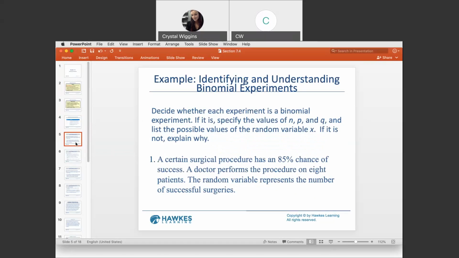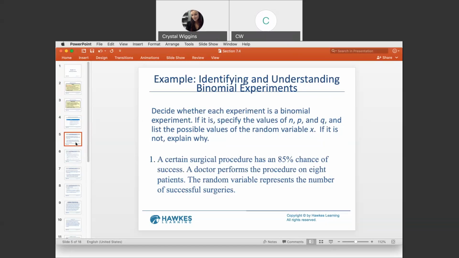Okay, so if we're taking a look at this example, we want to determine whether or not this defines a binomial experiment. A certain surgical procedure has an 85% chance of success. A doctor performs the procedure on 8 patients. The random variable represents the number of successful surgeries. All right, let's run down our criteria.